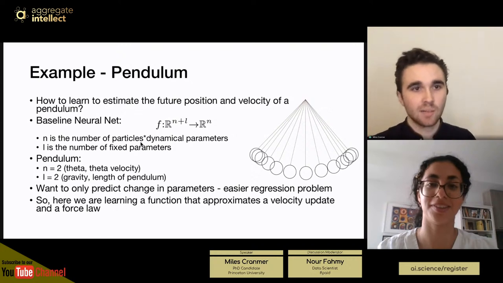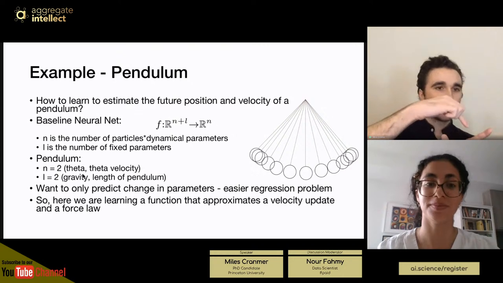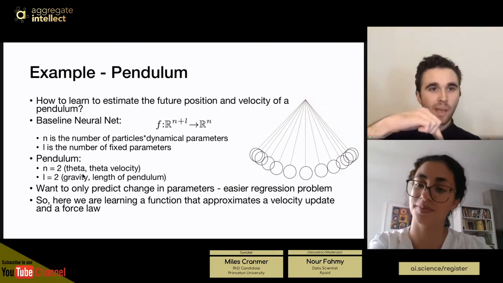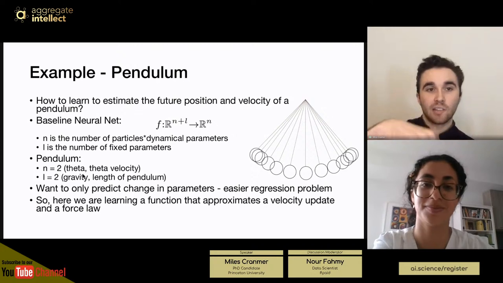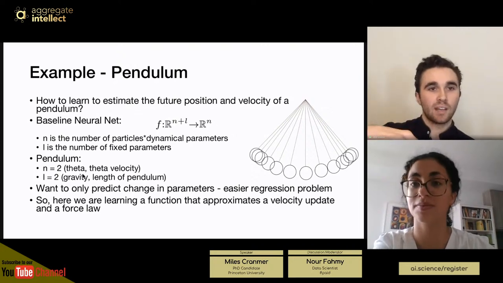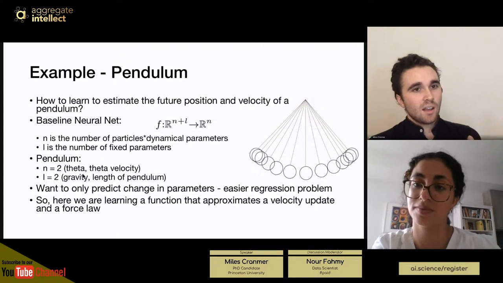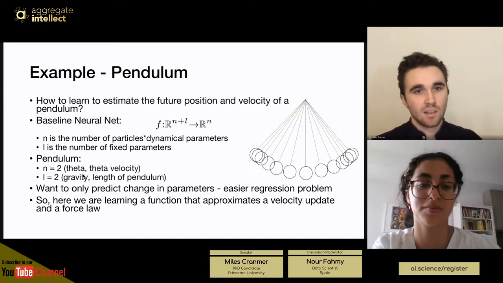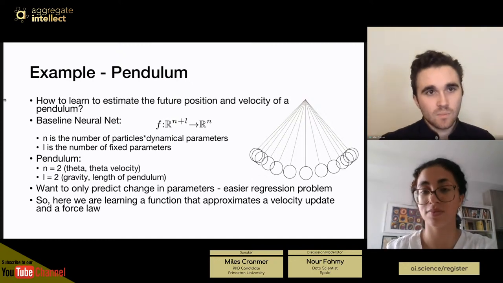So in the example of a pendulum, you learn a function that goes from theta, velocity, gravity, and the length of the pendulum to maybe the theta acceleration, or maybe the theta at step two and theta velocity at step two. But it's easier to predict the change in parameters rather than just the next parameter. So this is the connection between neural networks and differential equations.